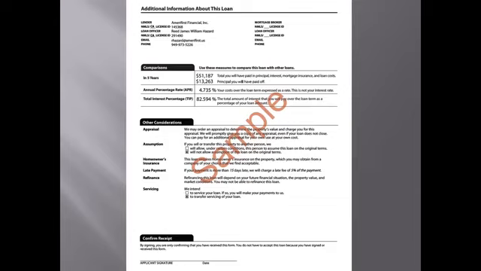Page 3 is just additional information about this loan. It gives you a great little comparison where you can take a look at how much principal, interest, mortgage insurance, and loan costs you will have paid in 5 years. What this is really for is so that you can compare the different costs between different lenders.